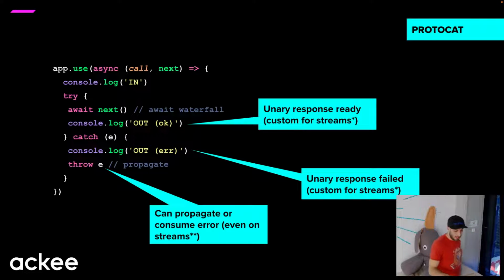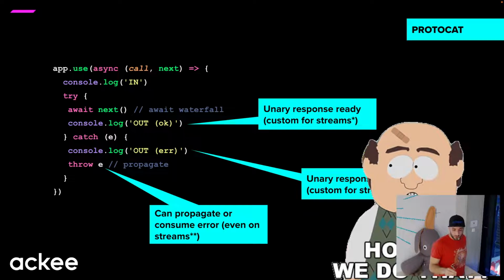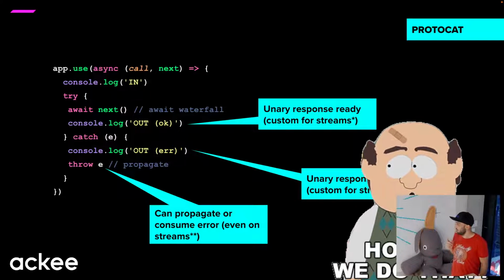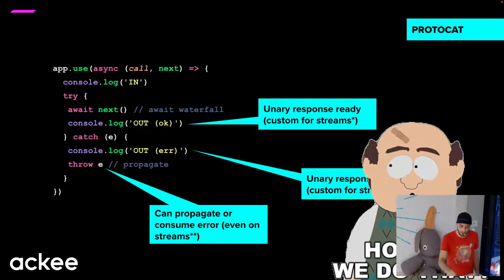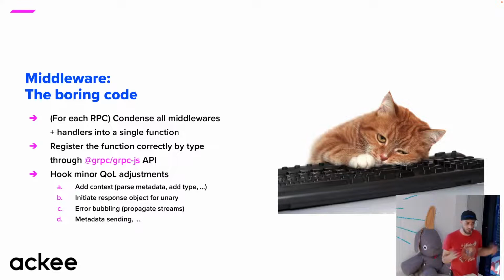We thought, okay, how do we implement this? And actually, this is the part where I had the implementation slides, but it turned out to be extremely boring. So let's just go through the boring part and show you only the exciting code, so we don't waste our time. Basically, for each of the middlewares and handlers, for each RPC, we condense all the middlewares and the handlers into a single function that we just register to adapt for the gRPC JS. This is the name of the library, by the way, the official framework.